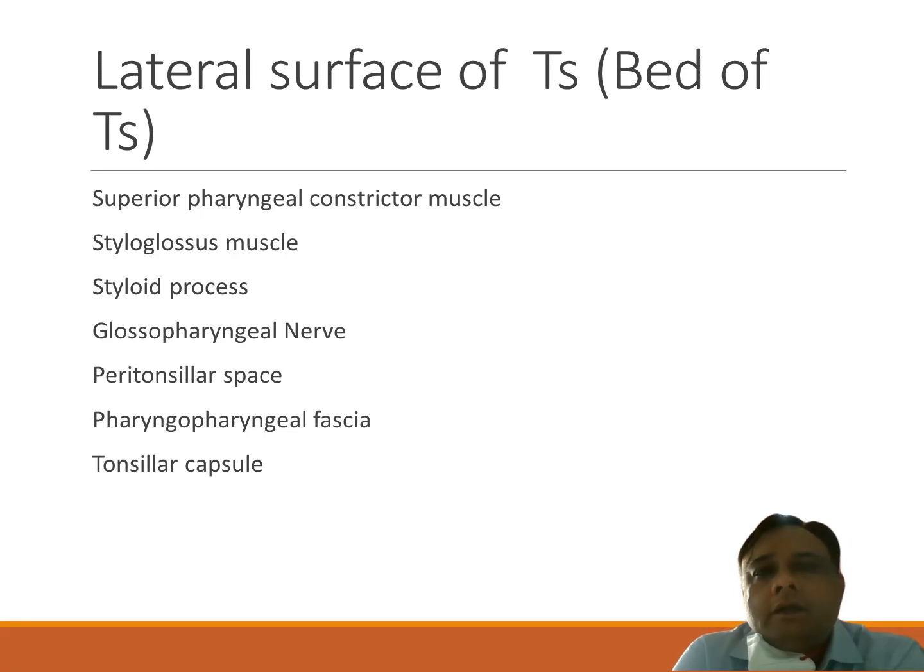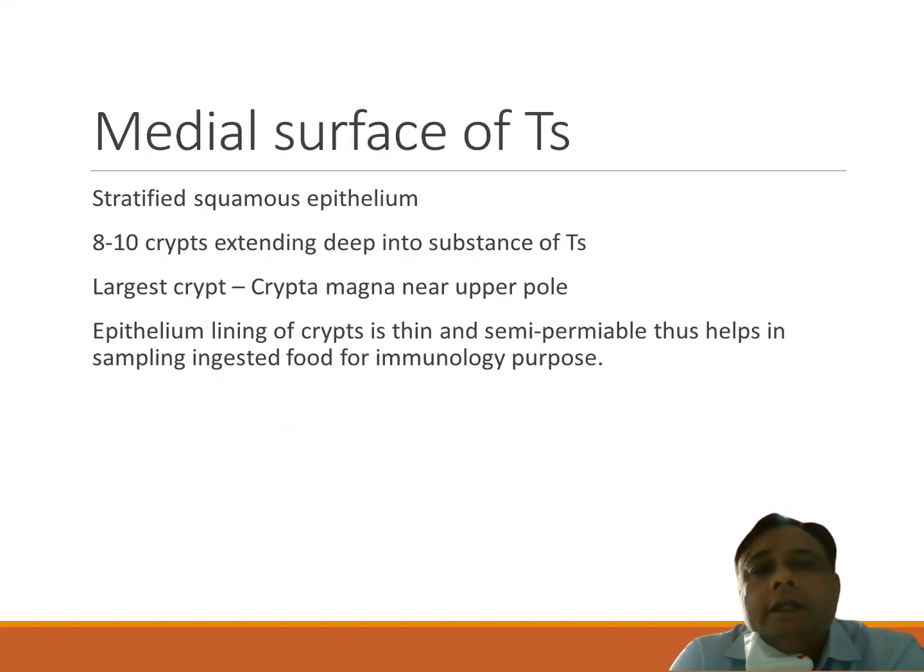The lateral surface of the tonsil, or bed of the tonsil, is formed by the superior constrictor muscle, styloglossus muscle, styloid process, glossopharyngeal nerve, peritonsillar space, pharyngobasilar fascia, and tonsillar capsule. The medial surface of the tonsil is covered by stratified squamous epithelium with 8 to 10 crypts extending deep into the substance of the tonsil. The largest crypt, known as the crypta magna, is near the upper pole. The epithelial lining of the crypts is thin and semi-permeable, thus helping in sampling ingested food for immunological purposes.